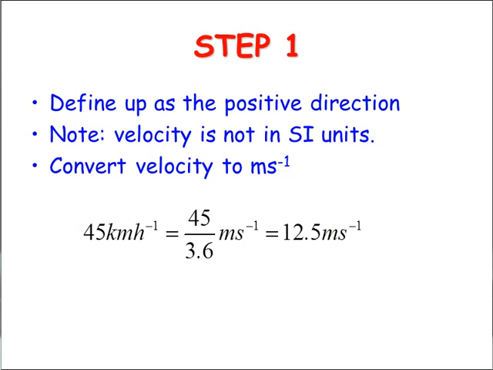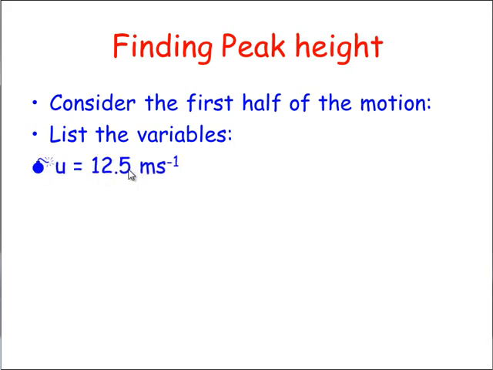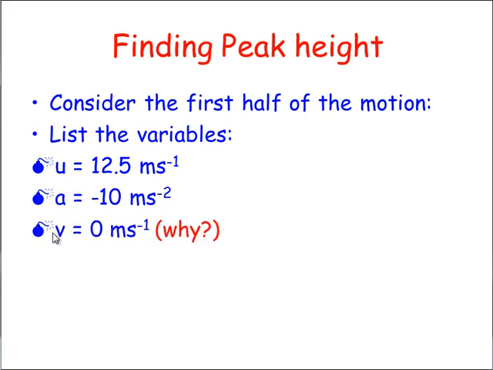So if you've had a go at those problems, I'm going to walk through some of the techniques in solving this problem and some of the things to be careful of or look out for. Finding peak height: the easiest thing to do is consider half the motion. You want to know how long it took to get from the ground to its maximum height. First thing to do is list all of your variables. So firstly we know u equals 12.5 meters per second. We know acceleration is negative 10 meters per second squared, negative because up is positive and gravity is always acting down. This is always in the vertical plane. We know that the final velocity is 0 meters per second.